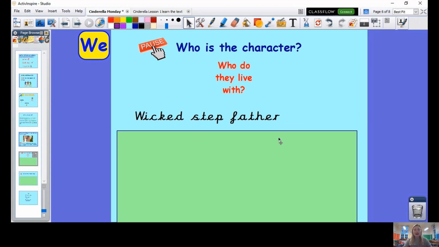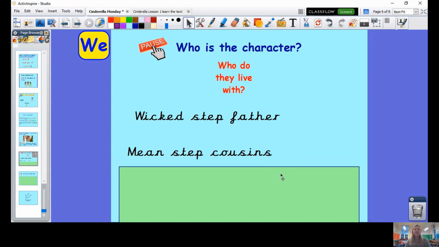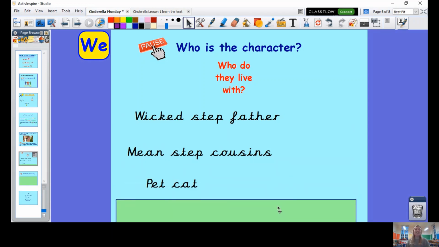Lovely. Now I want to show you my first idea. I think Cinderella lives with a wicked stepfather, so I've slightly changed the fact that she lived with a wicked stepmother to father. Instead of saying ugly stepsisters, I've said mean step-cousins, because some households have lots of different family members in them, and this one I think has some mean step-cousins. And lastly, I think Cinderella lives with her pet cat. Okay, and do you notice here I've used some adjectives: wicked stepfather, mean step-cousins. Now you can also add my ideas to your list too, if you like.